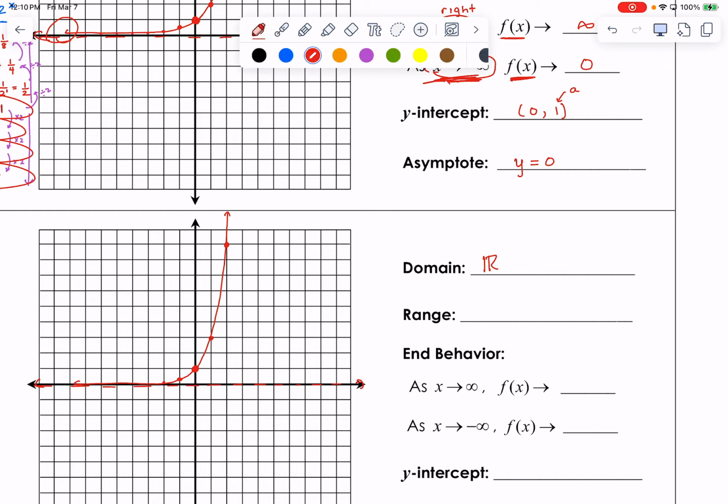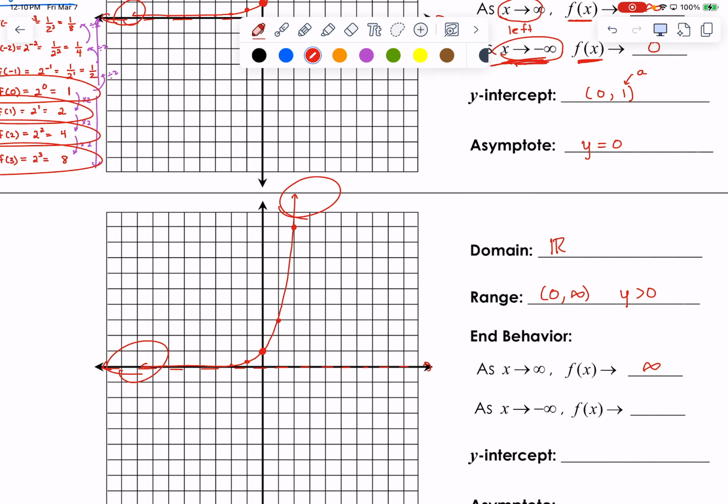Okay, what's the range? The range will always be based on that asymptote. Is it above the asymptote or below it? Look at the graph. Is it above it or below it? Above. So it's going to be 0 to infinity, or y greater than 0. All right, what's the right tail do, Jack? Goes up. Up to infinity. Everybody, what's the left tail doing? 0.